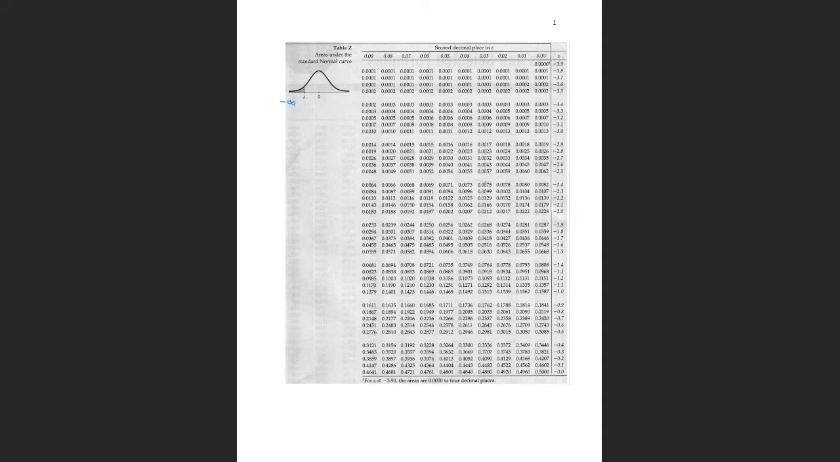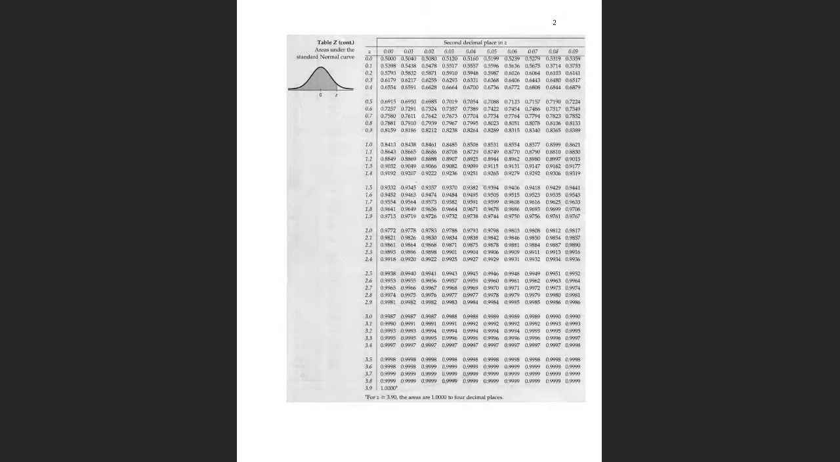If I go to the second page, the first column has all the positive values of z. So you can see here, these are all positive values of z. The center of the table has all the probabilities. And see here that from negative infinity up to z, those are all the probabilities. This is the shaded area that you're looking at. And z is positive, so it's to the right of 0.